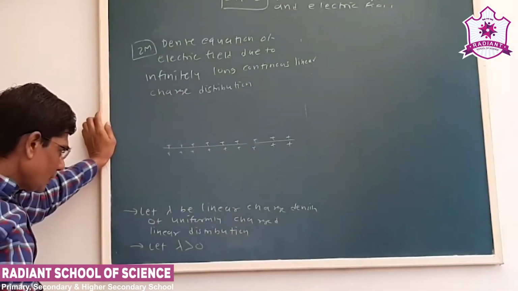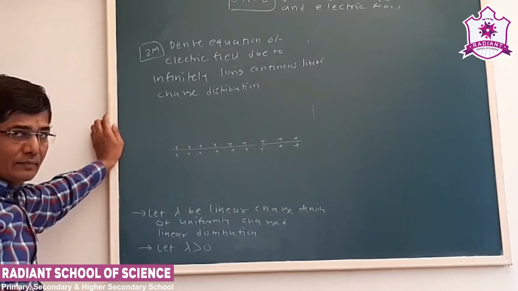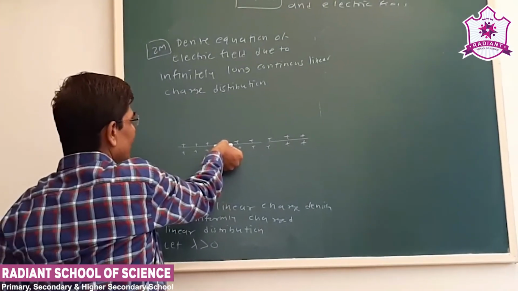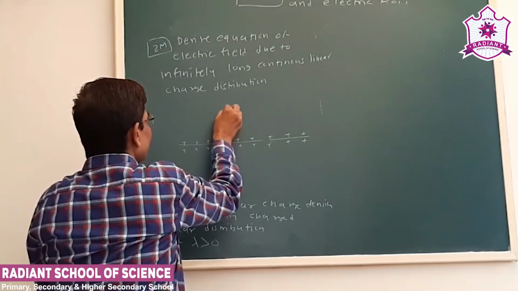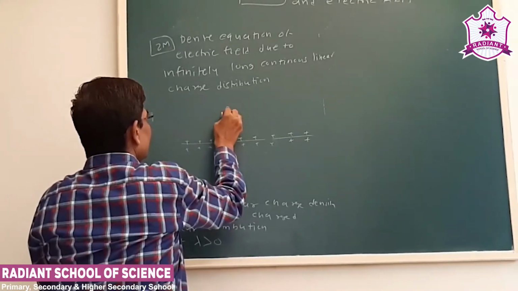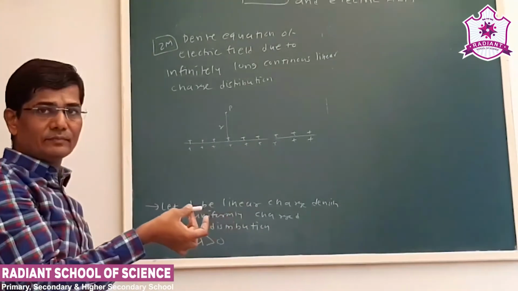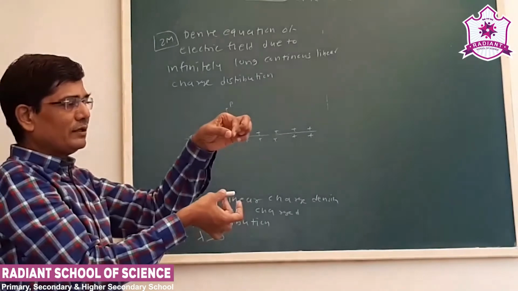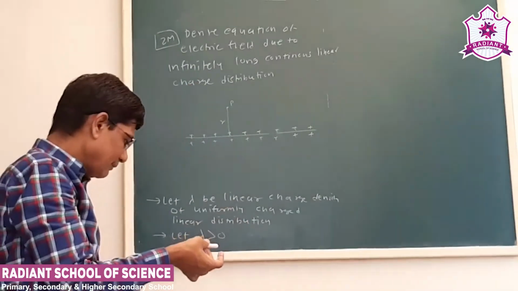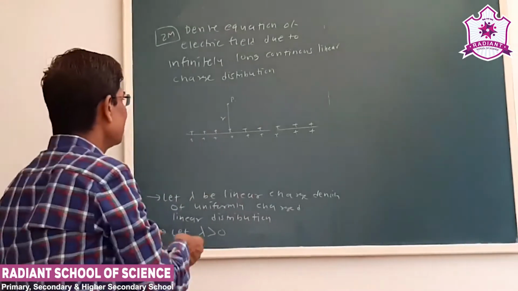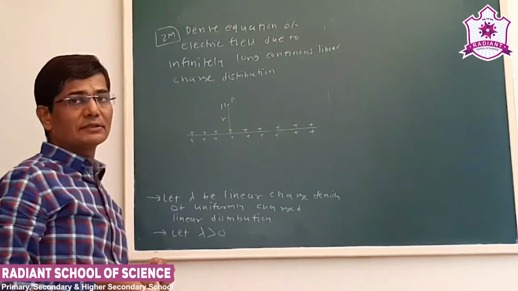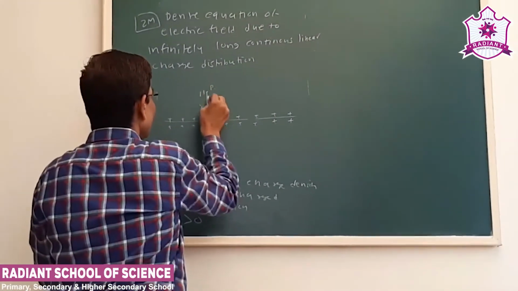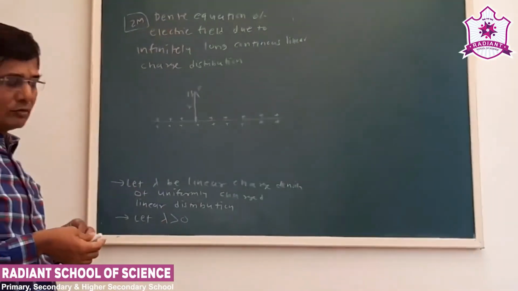Now, how will the electric field of a linear charge distribution be? Now let us say there is an infinitely long wire. Suppose we have to obtain the electric field at a point P, which is at a distance of R. Now we know whenever we have to find the electric field, we have to find the force acting on a unit positive charge placed at that point. Now see, both are like charges, so the force will be repulsive. The force will be in the outward direction.